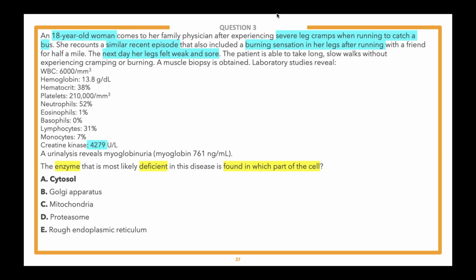But if you're one of those people that got this question wrong and said, oh, I knew that, but you still got it wrong, that could be a test-taking deficiency. And we're here to help you with that.